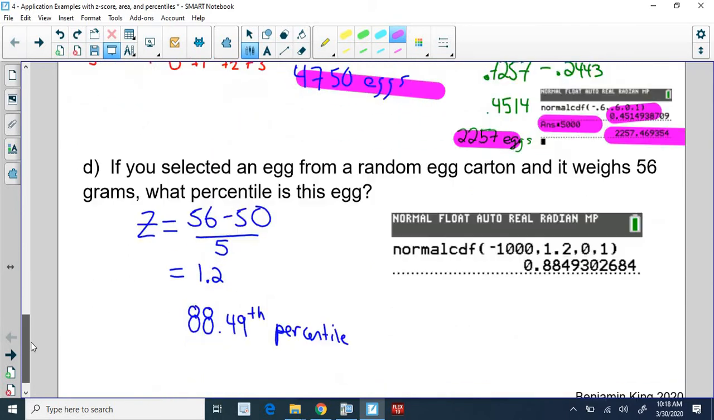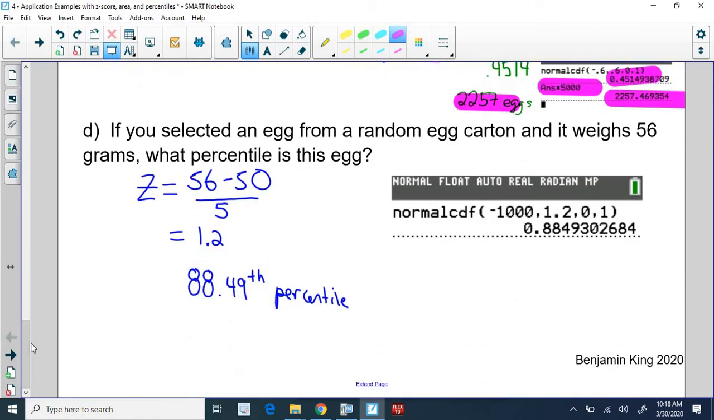Alright, so here's an interesting question. Let's say you had a random egg that you just took out of a carton. So I have a carton of eggs, and I pull mine out from the store and it's 56 grams. What is the percentile? Well, this problem is pretty simple. I just take my 56, I subtract off my mean, and then I divide by my standard deviation to convert to a z-score. I take this z-score and I use the calculator to find the percentage.